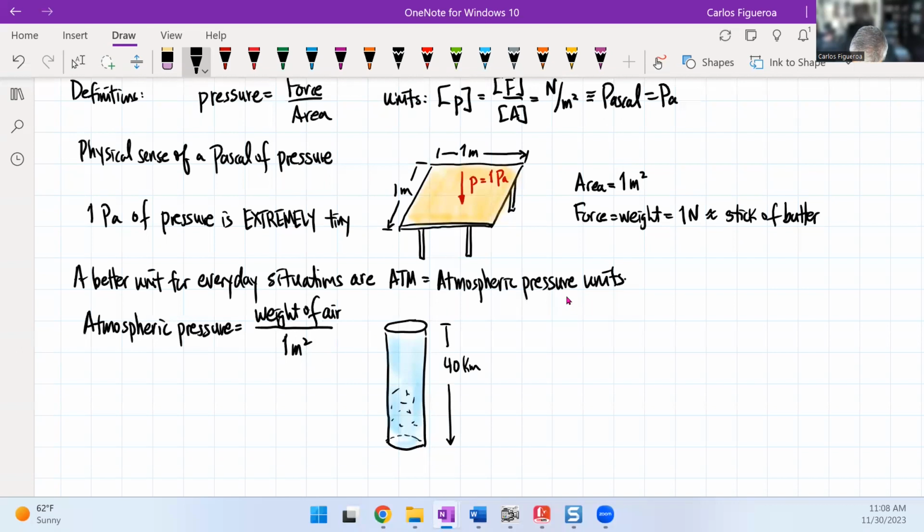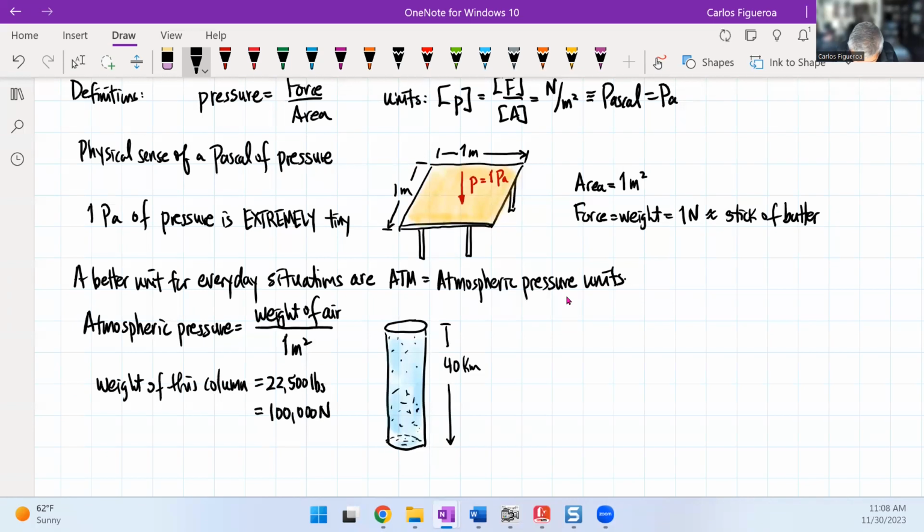And so what you would expect here is that the density of the air is thickest down closer to the surface of the earth. And as you go up, it gets thinner. But if you were to weigh this column of air, it turns out to be 22,500 pounds. But in the metric system, it's about 100,000 newtons.